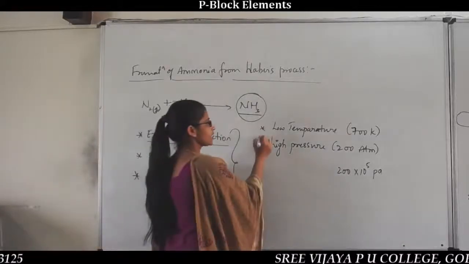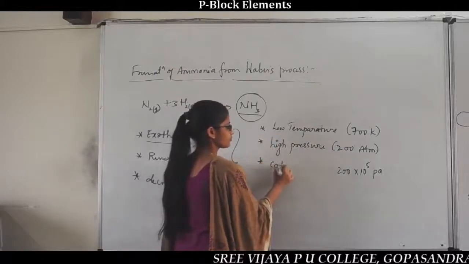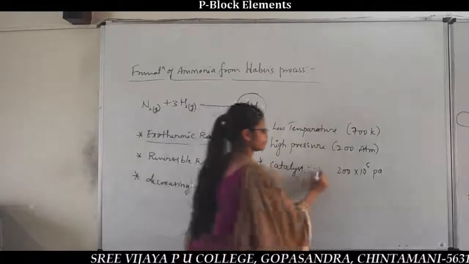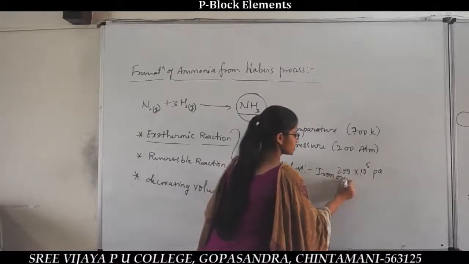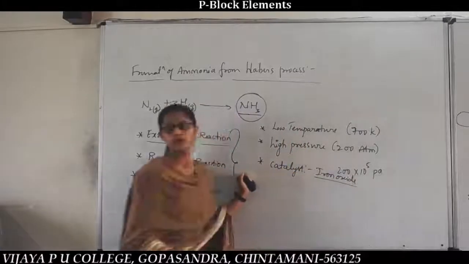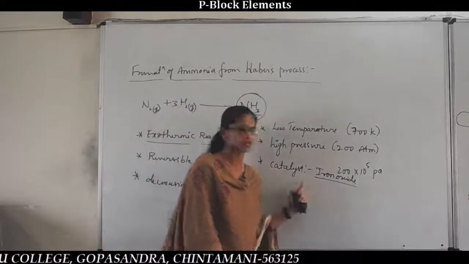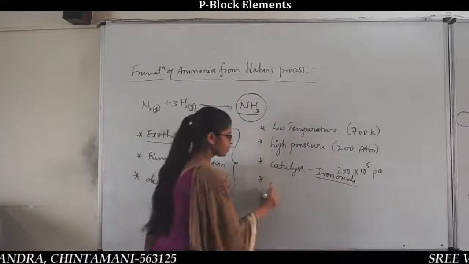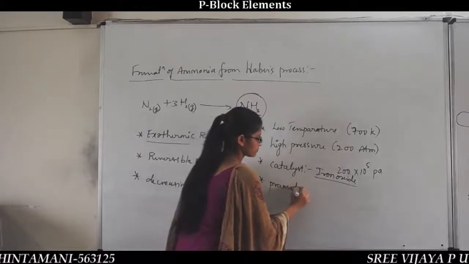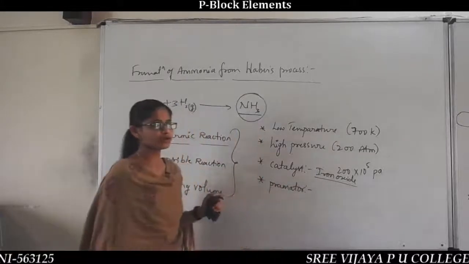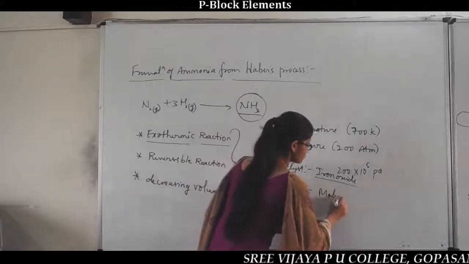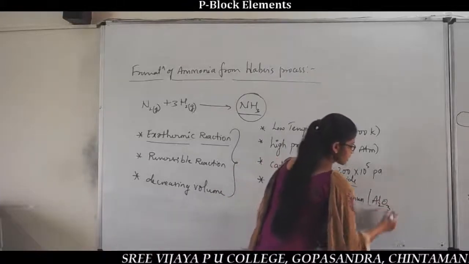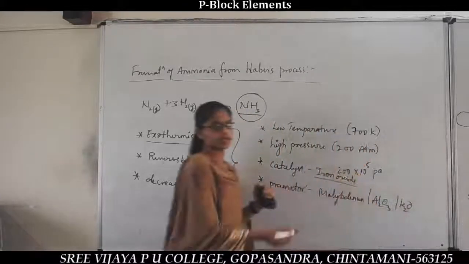Again, the reaction is carried out in the presence of a catalyst. In this case we use iron as the catalyst, in the form of iron oxide, finely powdered iron. Again we also use a promoter. Here we use the promoter molybdenum, or aluminum trioxide, or K2O. These are taken as the promoters here.